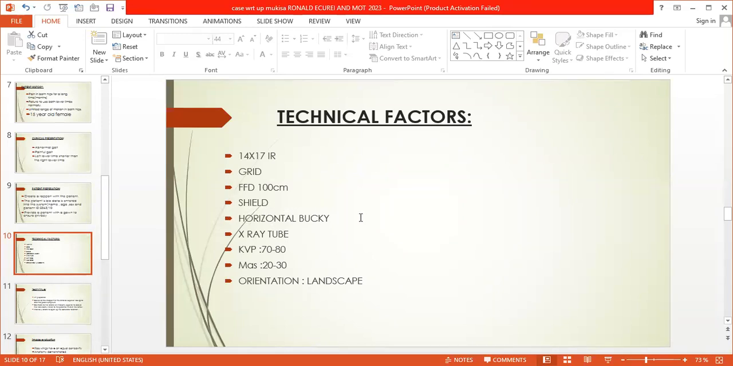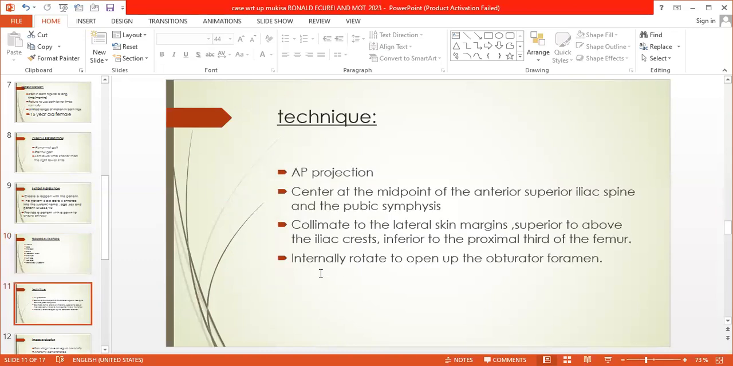I used the horizontal bucky, the X-ray tube. The kVp was between 70 to 80 for sufficient penetration. mAs, milliamperes, was 20 to 30, and the shortest exposure time possible. Orientation was landscape. Technique: it was an AP projection. The central ray was centered at the midpoint of the anterior iliac spine, as I've shown you in the anatomy.